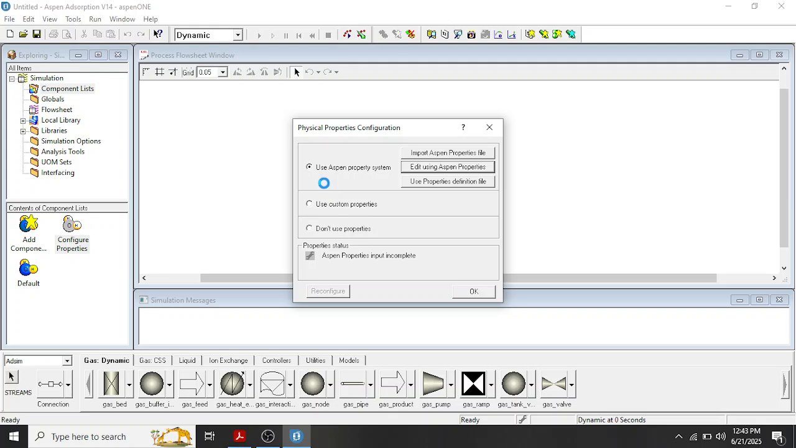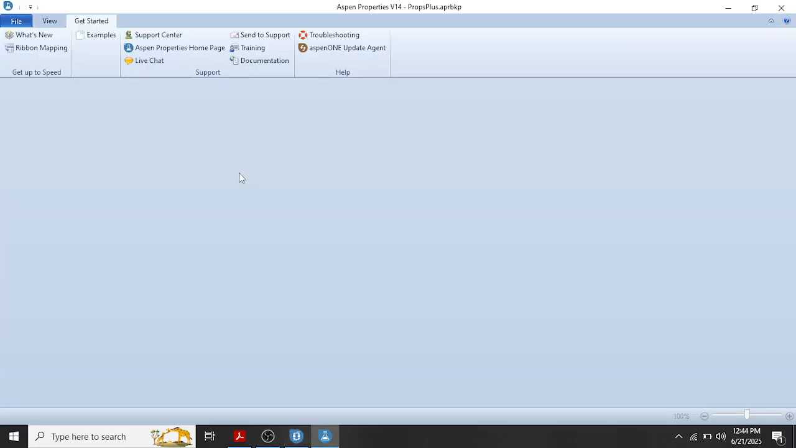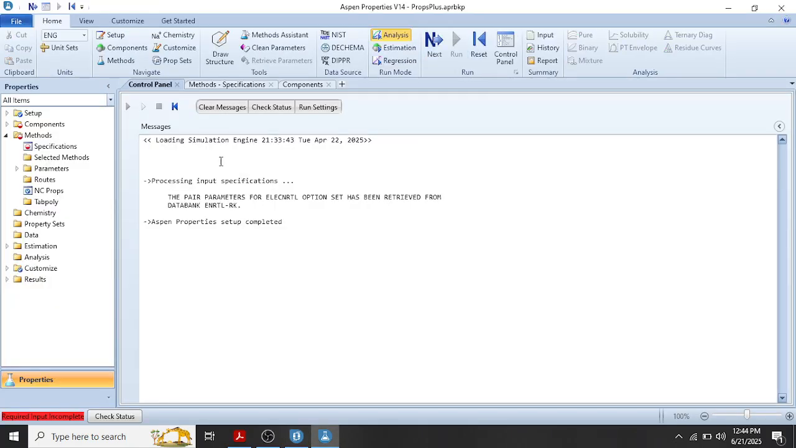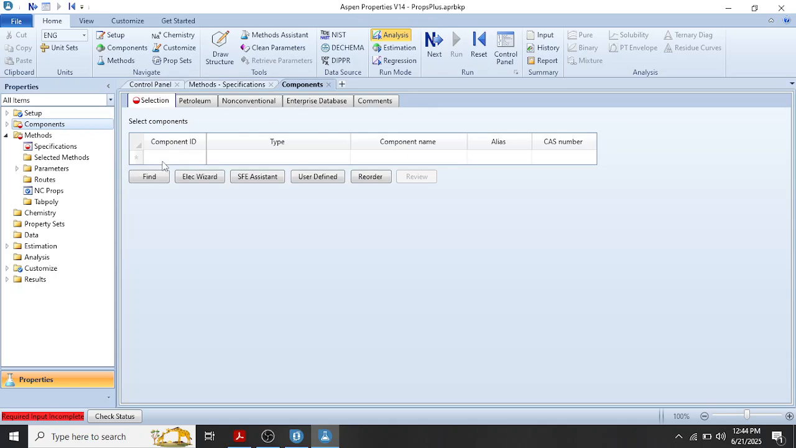So now I'm adding my component from Aspen Plus to Aspen Adsorption, because in Aspen Adsorption there is no component library. We cannot add a component in this Aspen Adsorption library. So we will add the component from the Aspen Plus library. So now you can see Aspen Plus is open. We will go to the component. In Aspen Plus, we will add the component.